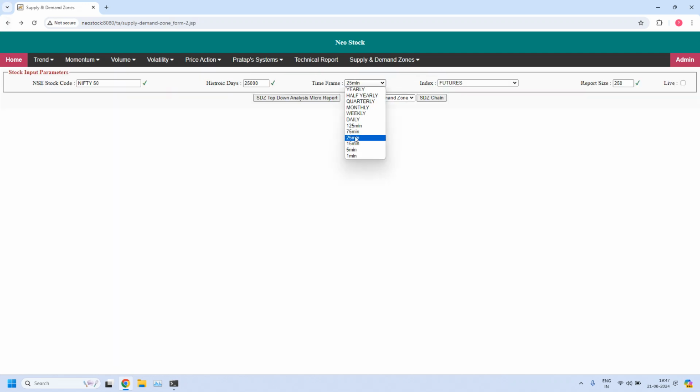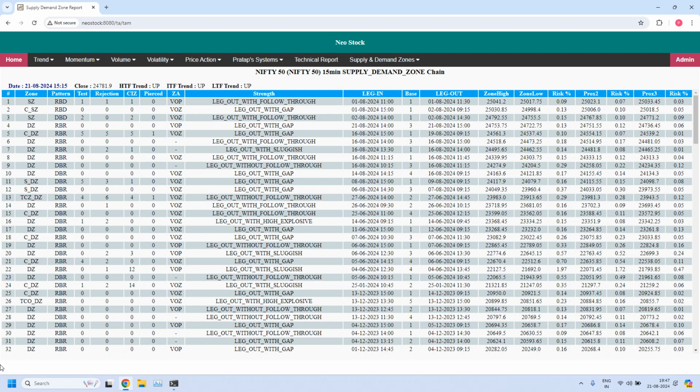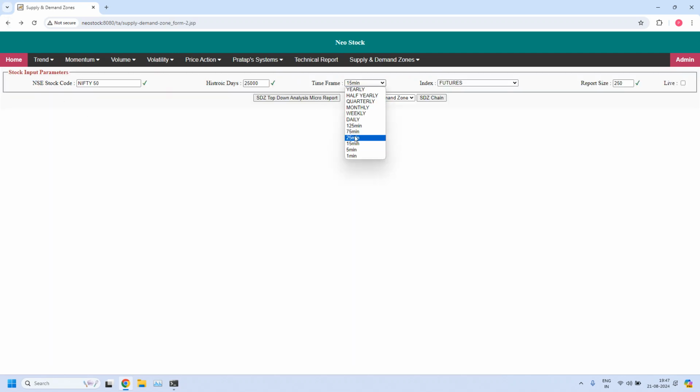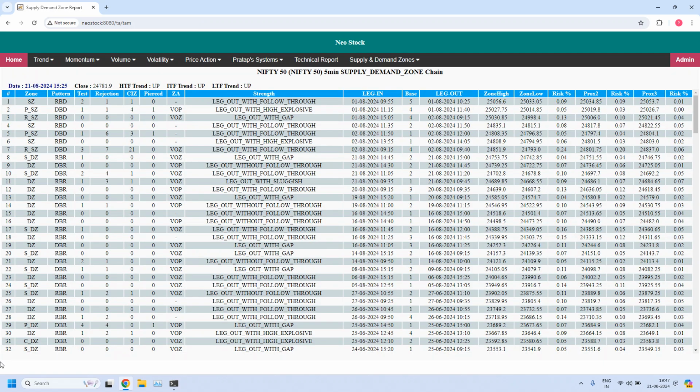Next time frame is 15 minutes. I am generating 15 minutes supply demand zone chain for NIFTY. And the next time frame is 5 minutes, generating 5 minutes supply demand zone chain for NIFTY. So this is about NIFTY supply demand zone chain for different time frames.